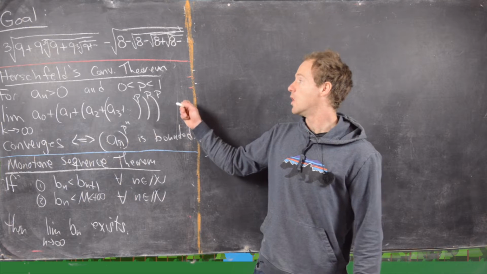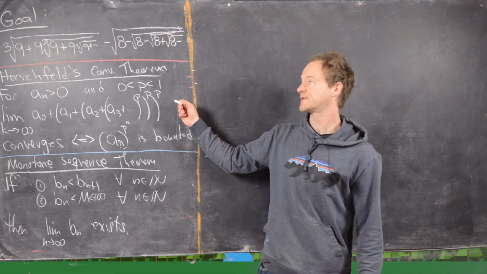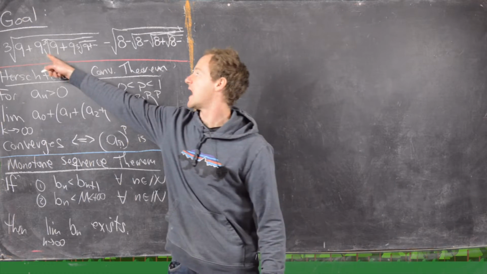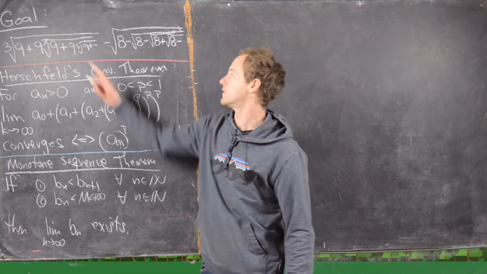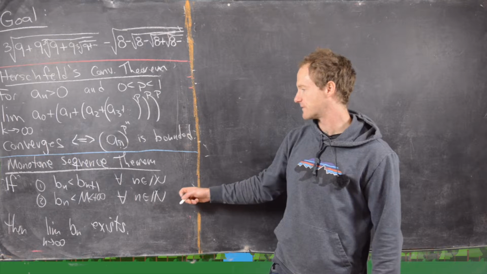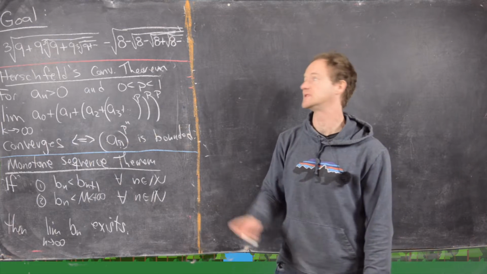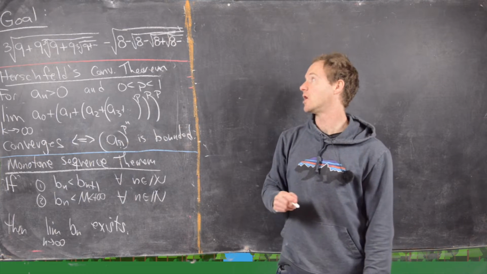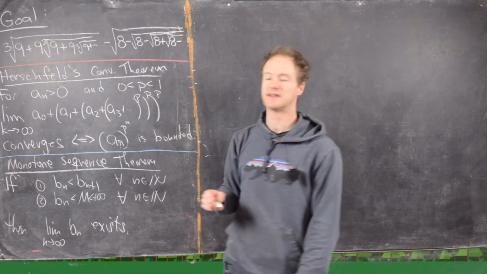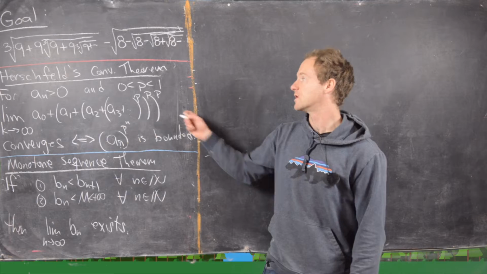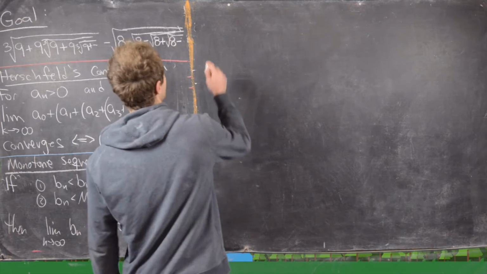Okay, so we can obviously apply this Hirschfeld's convergence theorem to our infinite nested radical with all these 9s because we have only pluses there, but we'll have to do something a bit trickier using the monotone sequence theorem for this one with the alternating pluses and minuses. It's not exactly alternating, it's 2 minuses and a plus. Okay. Good. So now let's look at this first one.